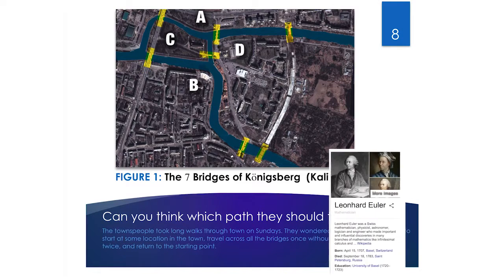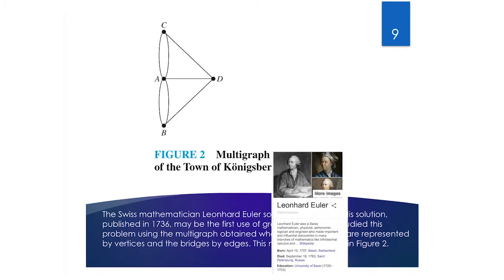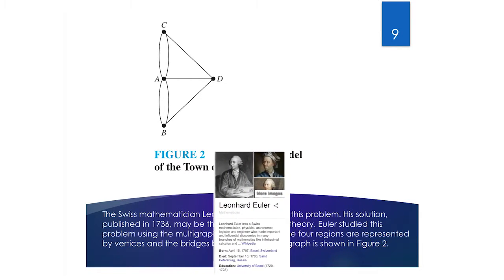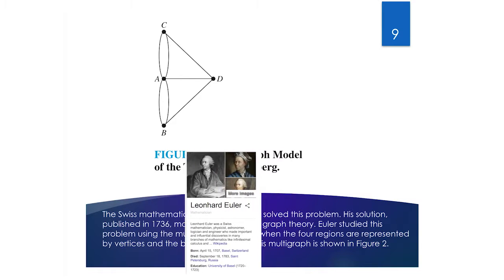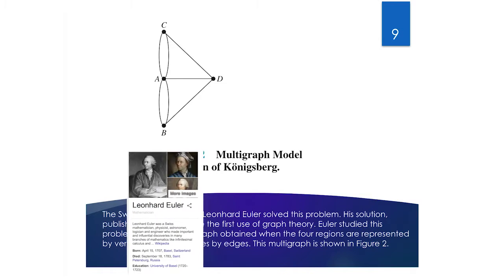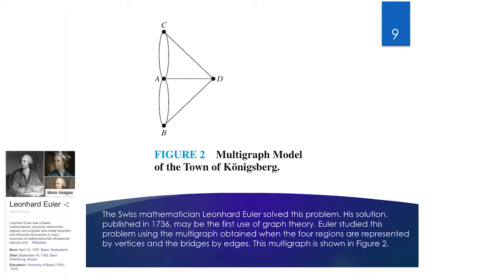The Swiss mathematician Euler solved this problem. His solution, published in 1736, may be the first use of graph theory. Euler studied this problem using the multigraph obtained when the 4 regions are represented by vertices and the bridges by edges. This multigraph is shown in figure 2.